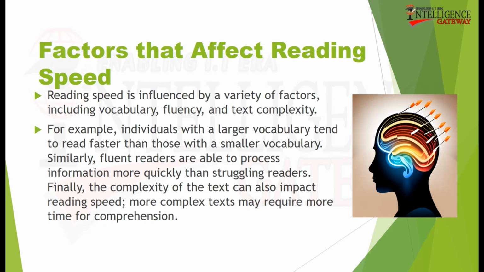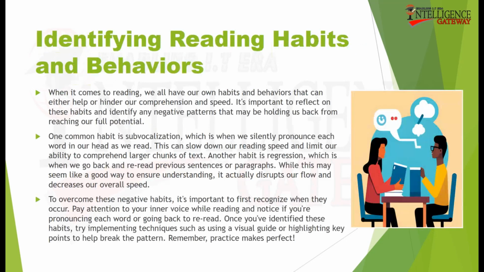Factors that affect reading speed. Reading speed is influenced by a variety of factors, including vocabulary, fluency, and text complexity. For example, individuals with a larger vocabulary tend to read faster than those with a smaller vocabulary. Similarly, fluent readers are able to process information more quickly than struggling readers. Finally, the complexity of the text can also impact reading speed. More complex texts may require more time for comprehension.